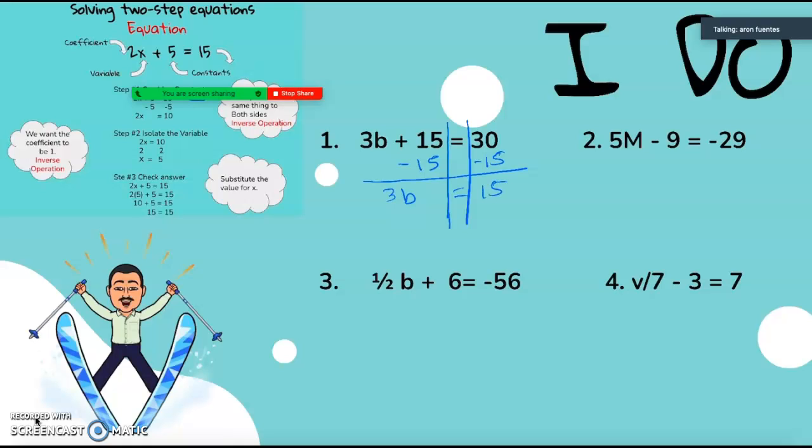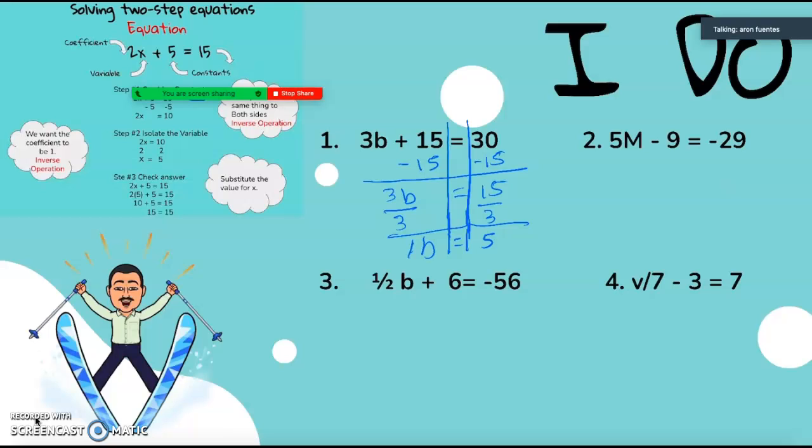Next step is I want the coefficient to be 1 and not 3. The inverse operation of multiplication is division, and I'm going to divide by 3. Same thing, what I do to the right side, I have to do to the left side. Then I get 1b equal to 15 divided by 3, which is 5.